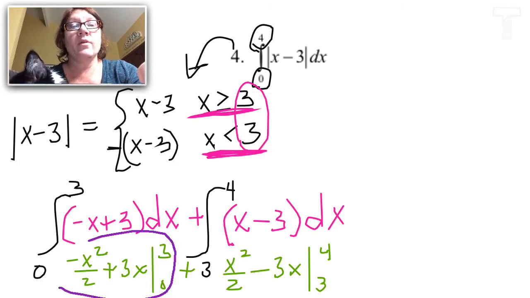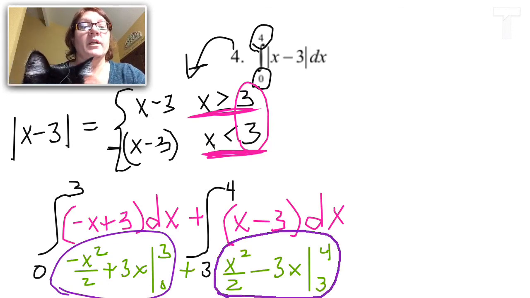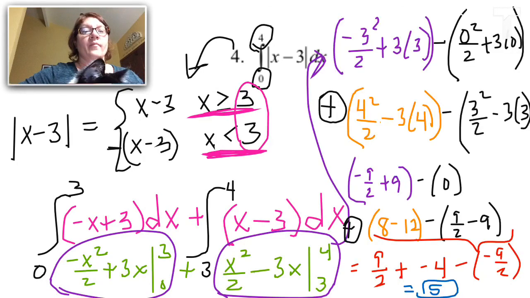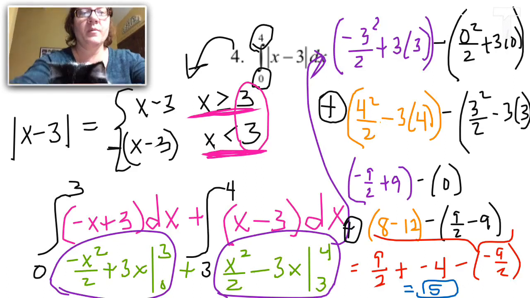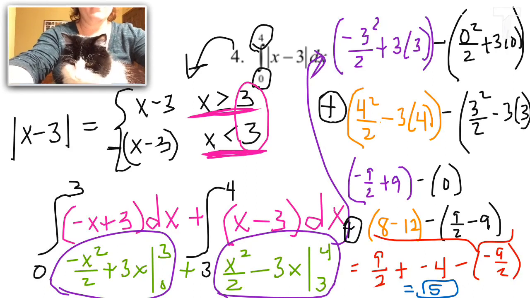Okay, so I want you to pause the video and evaluate the first piece. Remember, you're plugging in 3 first and subtracting 0, and then you'll evaluate the second part, plugging in 4 first and then subtracting 3, and then we'll add them together. So hopefully you were able to work all the way down to an arithmetic value of 5.